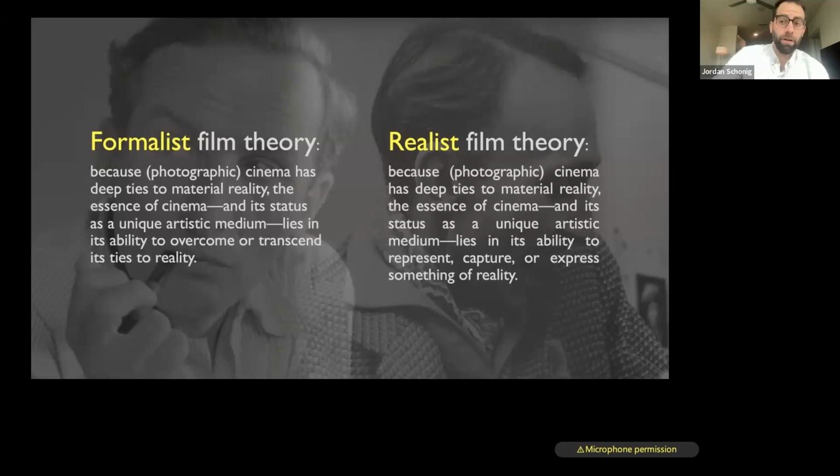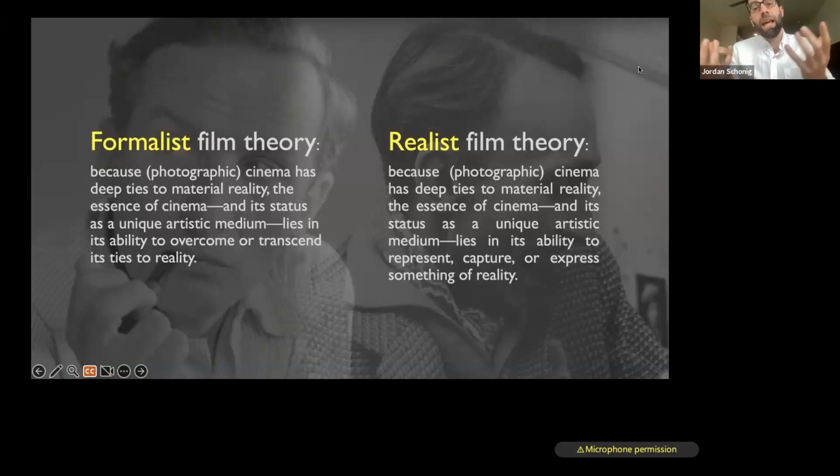The realist film theorist, a kind of thinker that would largely emerge in the mid-century, is going to start from a similar premise, but make an almost opposite kind of claim. Because photographic cinema has deep ties to material reality, we might say, the essence of cinema and its status as a unique artistic medium lies in its ability to represent, capture, or express something of reality.